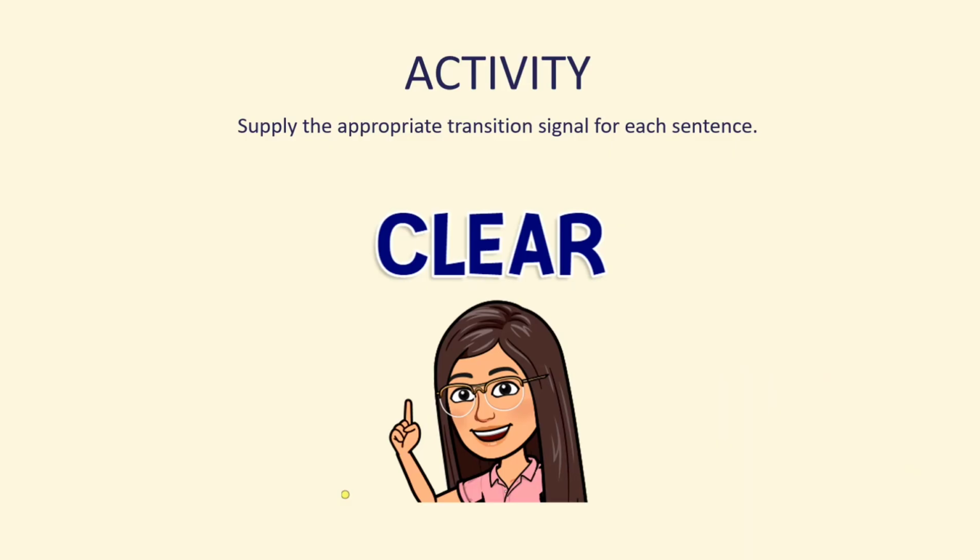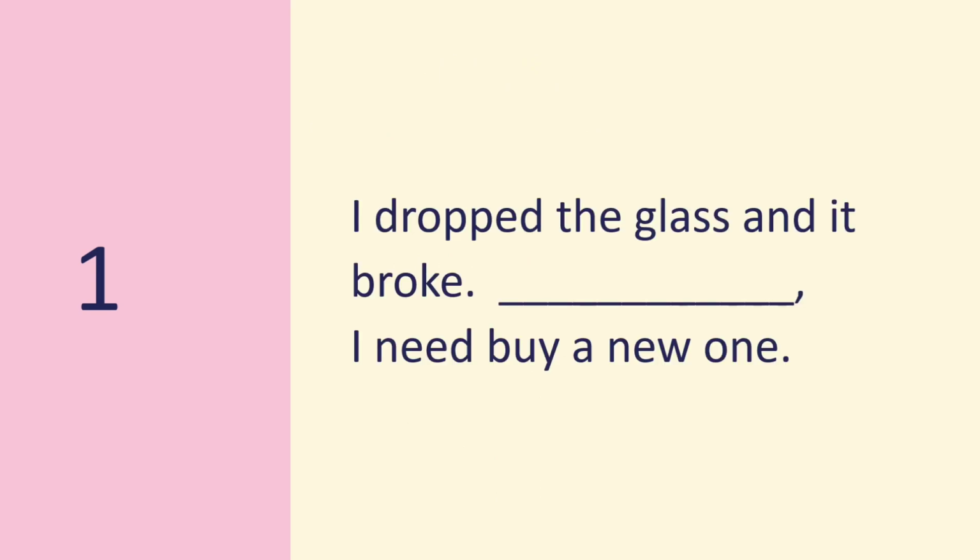Now that you know about transition signals and their uses, let us have again this last activity. Supply the appropriate transition signals for each sentence. Are you ready? Then let's begin. Number 1. I dropped the glass and it broke. Blank, I need to buy a new one.